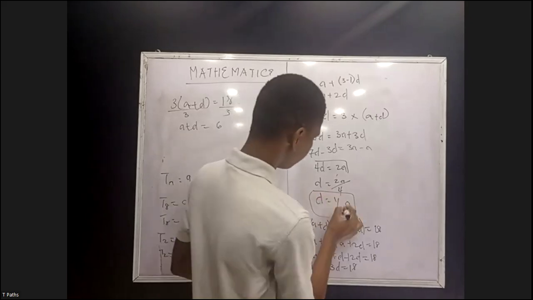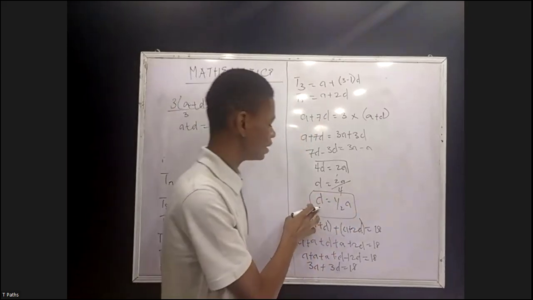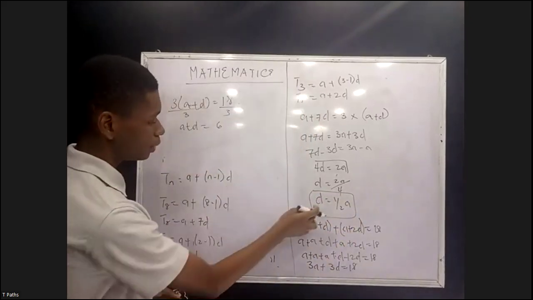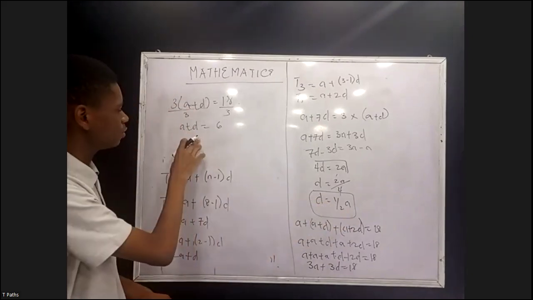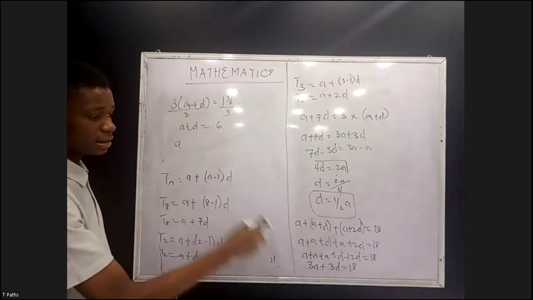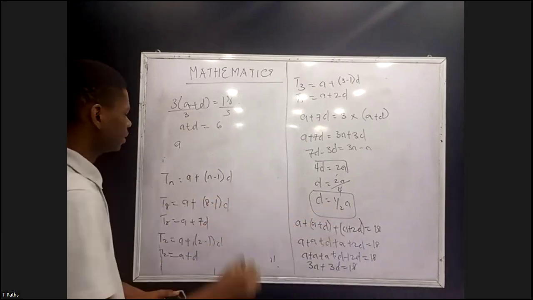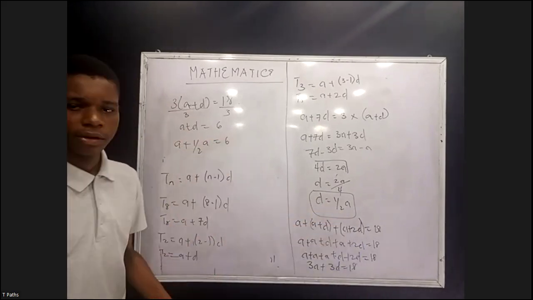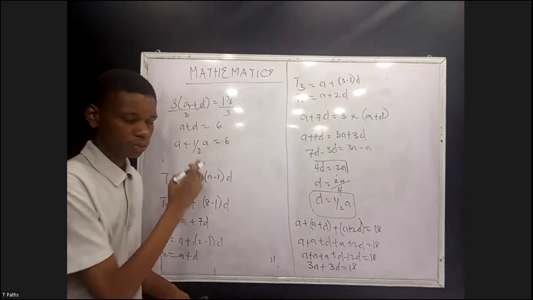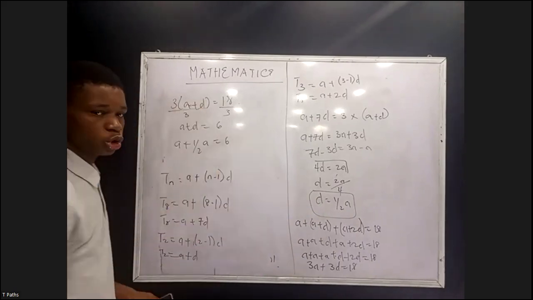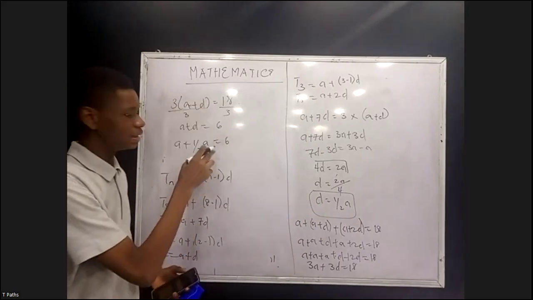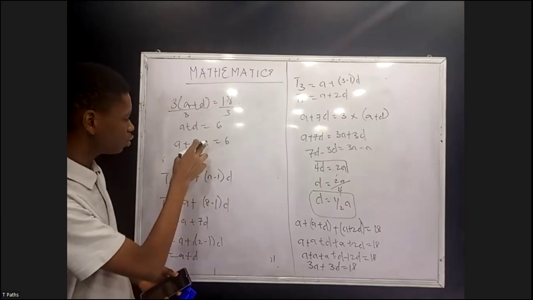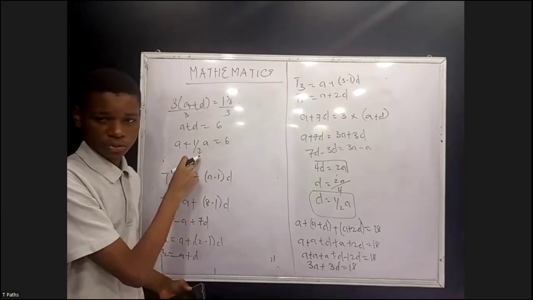Don't forget from here, I marked this out. I said D is equal to 1 over 2A. So I can replace D with 1 over 2A in this equation. So I say A plus 1 over 2A is equal to 6. Now to get rid of this fraction, I'll multiply through by 2, because the 2 I multiply by cancels out this 2. I hope you guys are following.